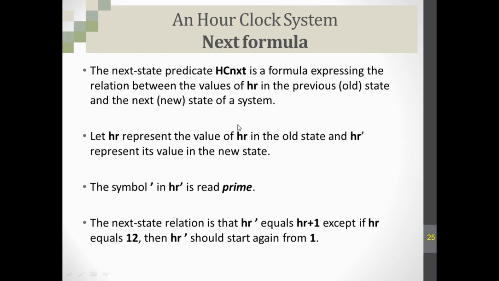The next formula, since we have old value and new value, we use the prime, similar to Z notation. No difference, maybe just the structure is different. So in the next formula, in this example, if HR is 1, the next will be 1 plus 1. If HR is 3, then 3 plus 1. So the next is just plus 1, except if HR equals 12, then we should go back to 1.